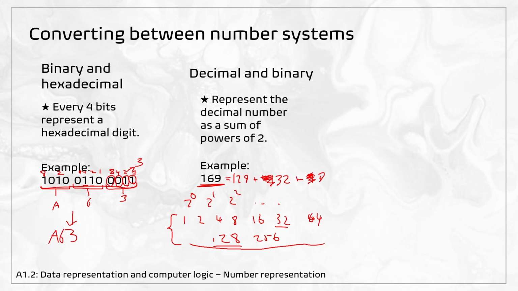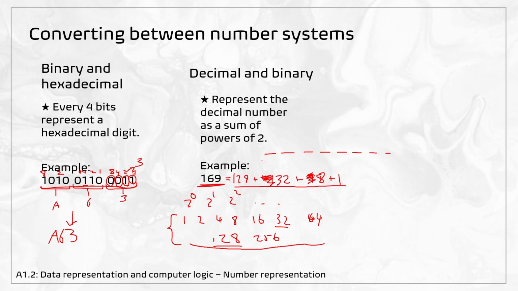So we can have 8 plus 1. And there we go. This is the sum of the powers of 2. We write this decimal number as a sum of powers of 2. And why do we do this? Remember, each digit in binary corresponds to a different power of 2.